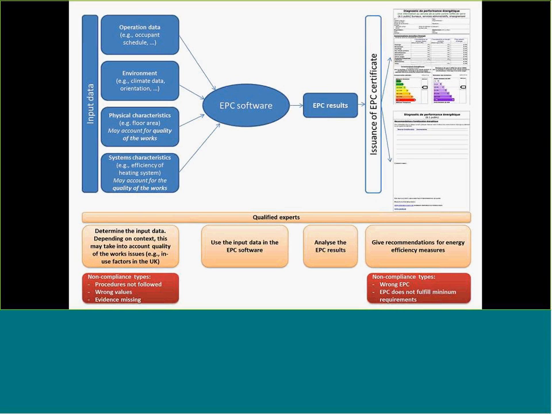For the EPC, the non-compliance can be that the EPC is wrong. It shows a result that is wrong, that does not correspond to the right value that would have been obtained by applying the calculation methodology. It may also happen that the EPC shows a classification that does not fulfill the minimum energy performance requirements.